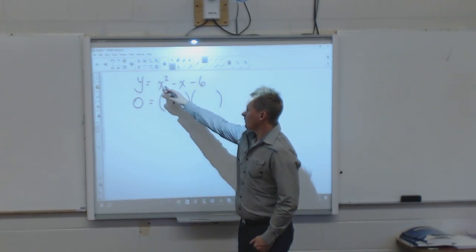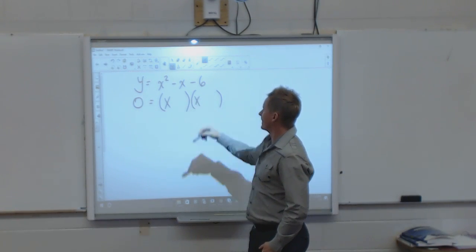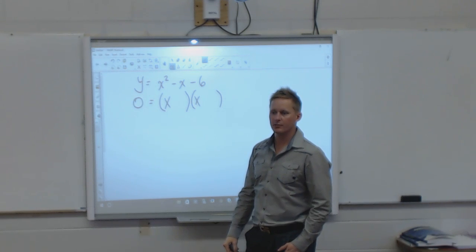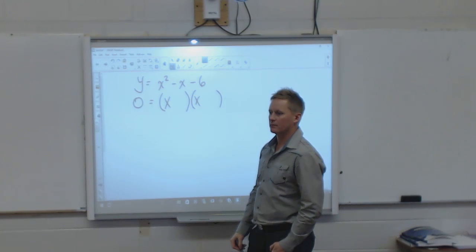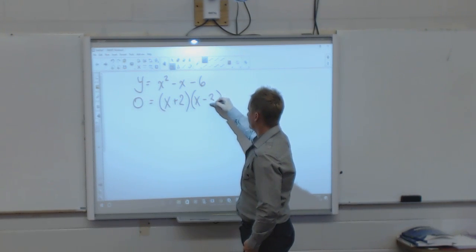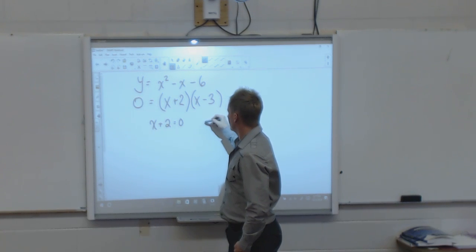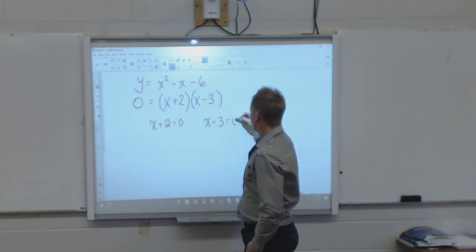Okay. What are the factors of x squared? X. What are the factors of -6 that add to give you -1? 2 and -3. Good. Therefore, we have x plus 2 is equal to 0, and x minus 3 is equal to 0.